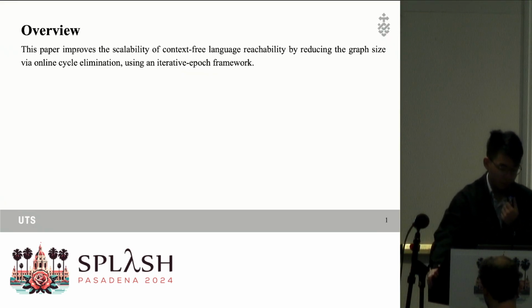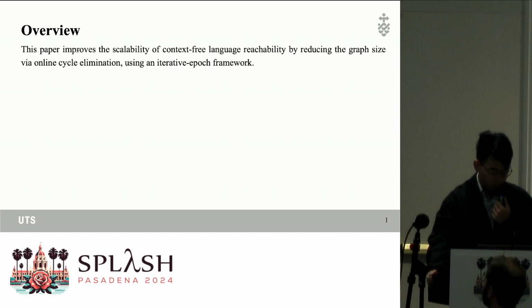Let's start from the overview. This paper improves the scalability of context-free language reachability by reducing the graph size for online cycle elimination using an Iterative-Epoch framework.